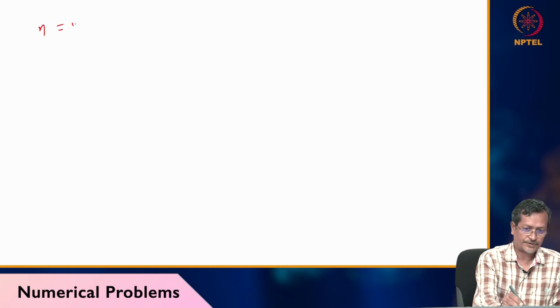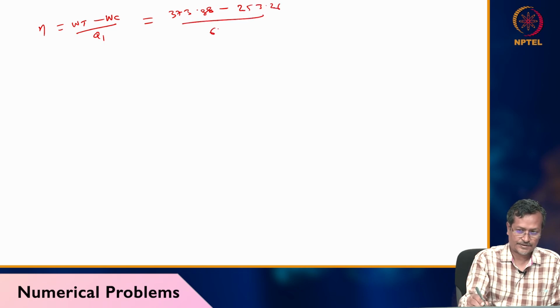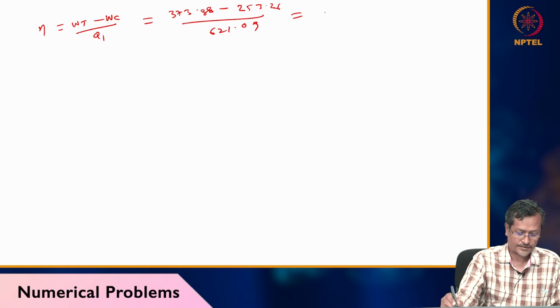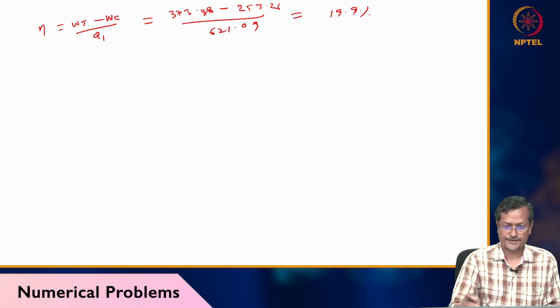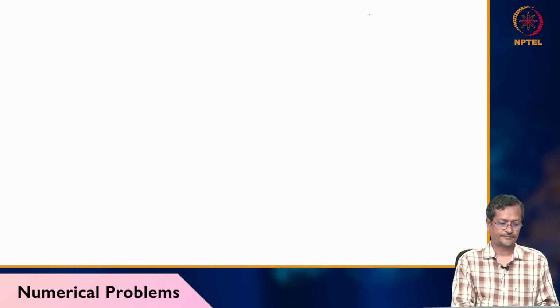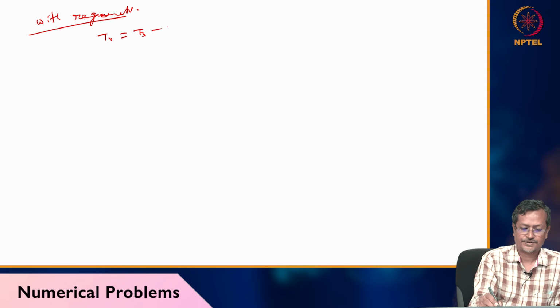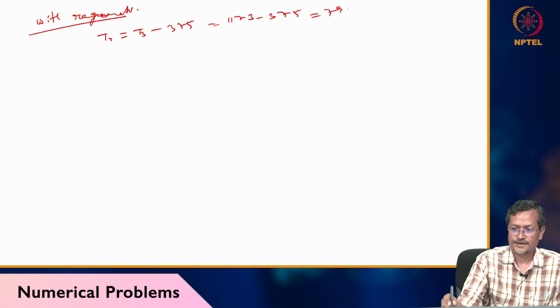So eta equals Wt minus Wc divided by Q1, 373.88 minus 253.26 divided by 621.09, equals 19.9%. That is without the regenerator. Now we have added the regenerator. T4 equals T3 minus 375 equals 1173 minus 375, 798 K.